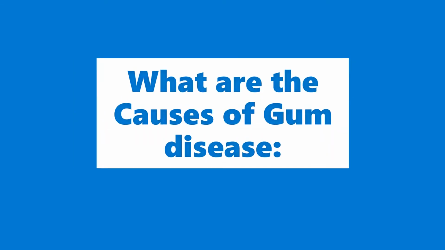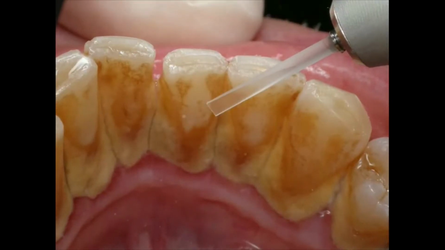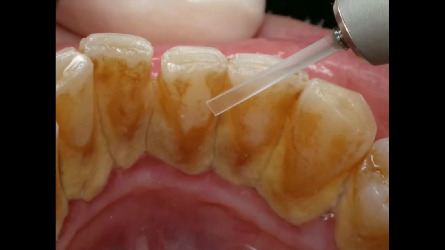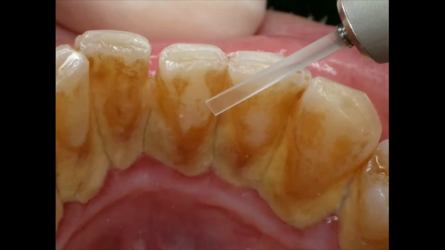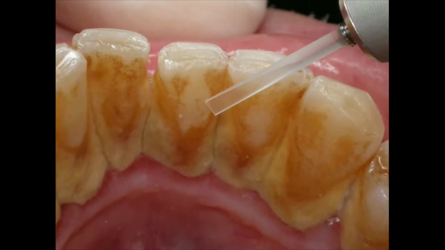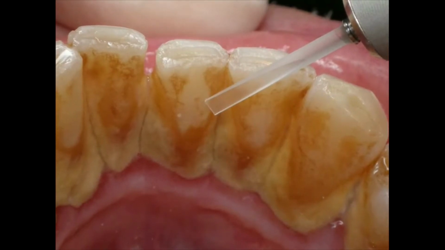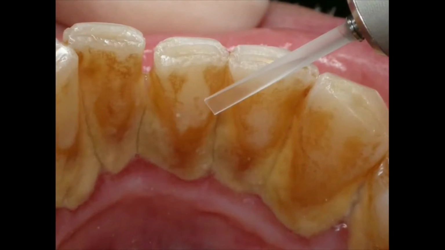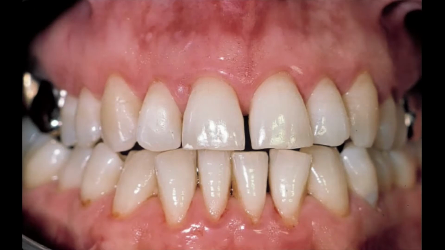What are the causes of gum disease? Gum disease can be caused by a number of factors, but poor oral hygiene is the most common cause. Mainly dental plaque and calculus cause gum problems. Your mouth is full of bacteria that combine with saliva to form a sticky film known as plaque, which builds up on your teeth. This plaque later becomes hard on the tooth.